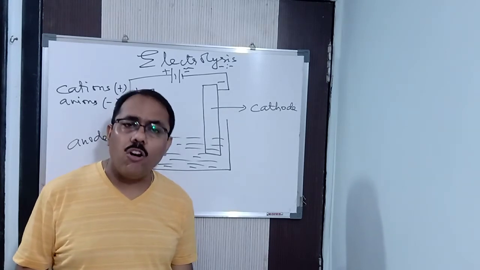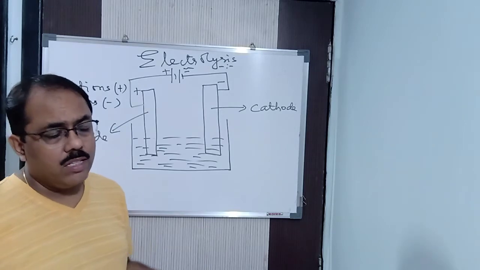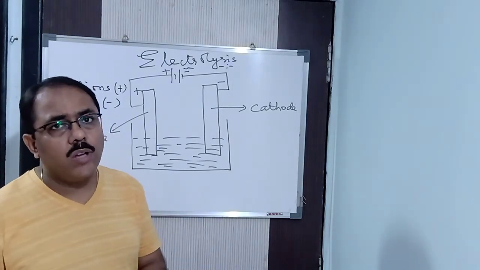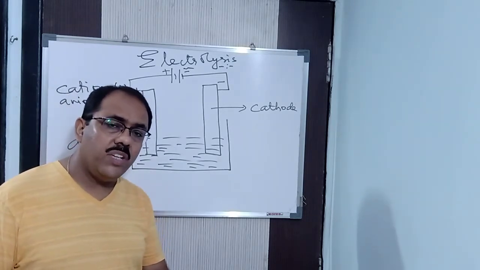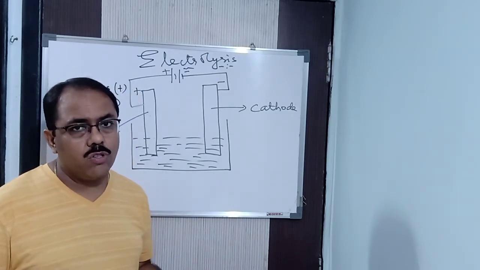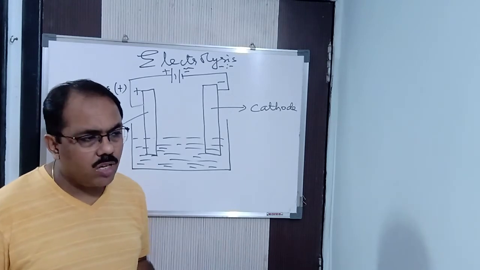So they are electrolytes. How do we know that this substance is an electrolyte, and not a non-electrolyte? Under electrolyte we also have strong electrolyte and weak electrolyte. A strong electrolyte is one which dissociates almost completely into its ions. This is called a strong electrolyte. What does it mean?